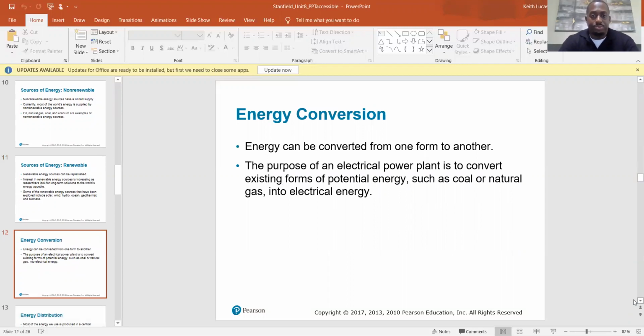Energy conversion. Energy can be converted from one form to another. So again, you can't destroy or create it, you can just change its form. So the purpose of an electrical power plant is to convert existing forms of potential energy, such as coal or natural gas, into electrical energy.